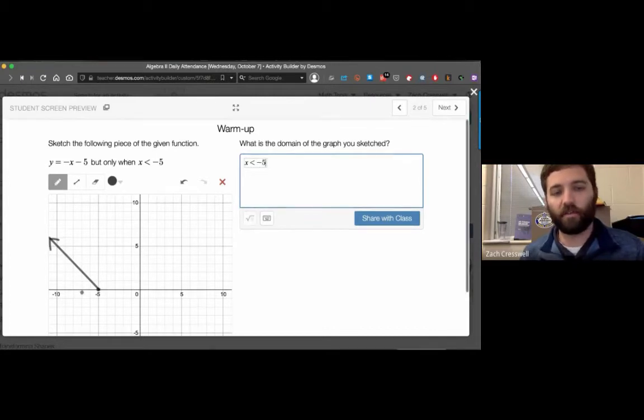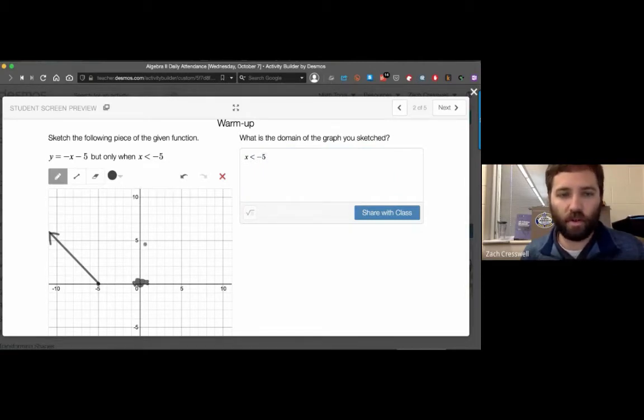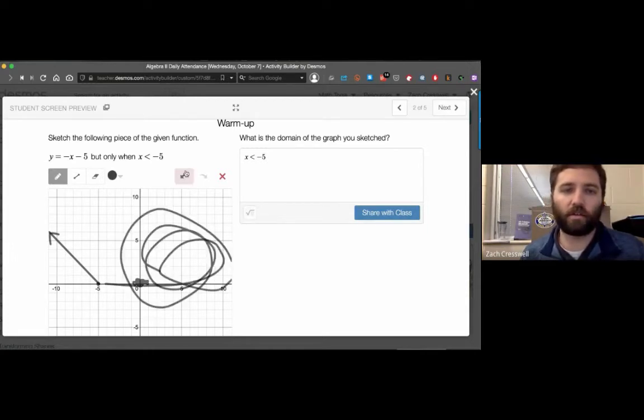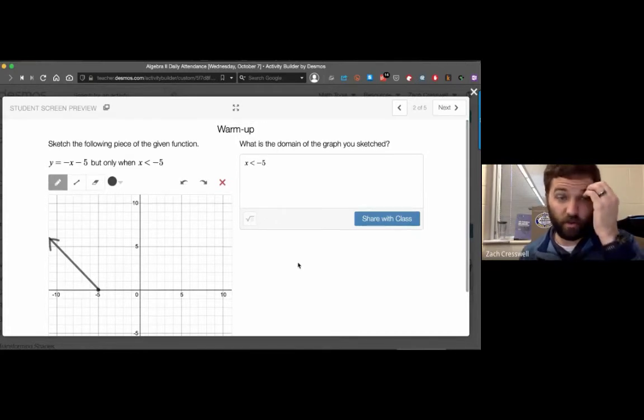So if I look over here, all the x values that are covered are to the left of negative 5. If I asked you, is 0 in the domain? You'd be like, no, 0's over here, and there's no graph at x equals 0. So 0 wouldn't be, right? None of this over here is in the domain, okay? So that's what the domain is. Any questions on the first one?